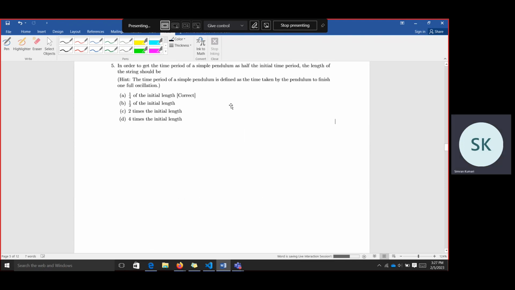Okay, so this is the next question, pendulum. In order to get the time period of a simple pendulum as half the initial time period, the length of the string should be. Now, time period is basically what we find when we talk about oscillations. Suppose this is a response which is oscillating with time.